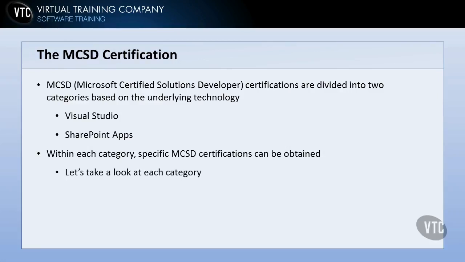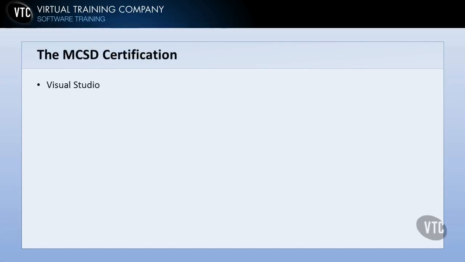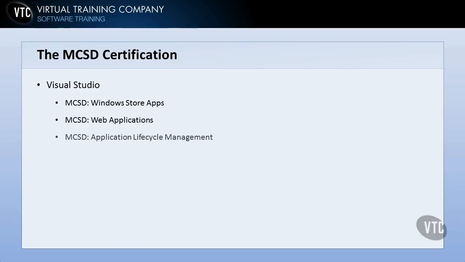So let's take a look at each category in the Visual Studio category of the MCSD certification. Now, the MCSD Visual Studio section has 3 MCSD certs that you can get. There is the MCSD Windows Store Apps certification, the MCSD Web Applications certification, and the MCSD Application Lifecycle Management certification. I'll go ahead and tell you, this exam that you're prepping for here, 70-483, Programming in C#, is part of the Windows Store Apps certification.